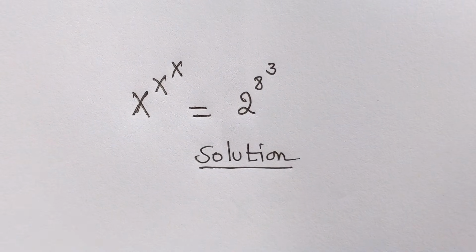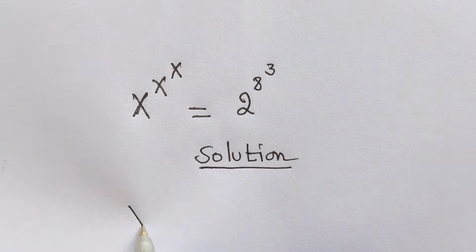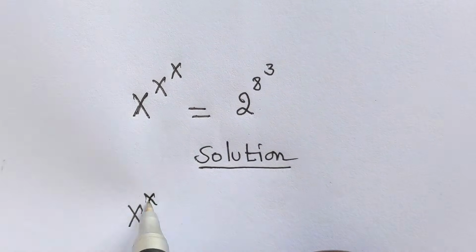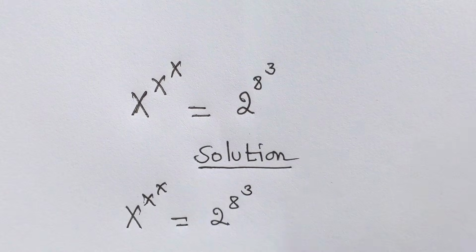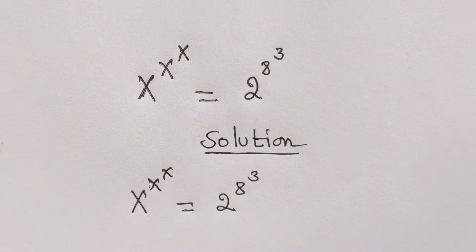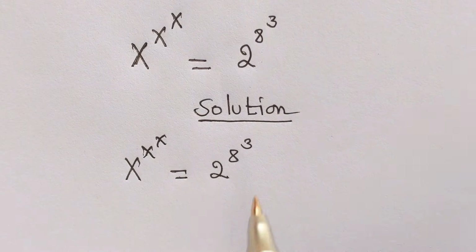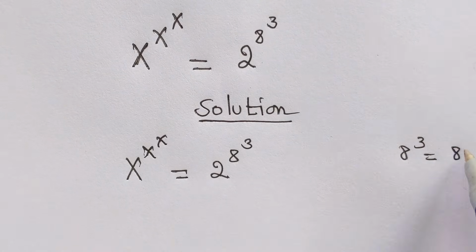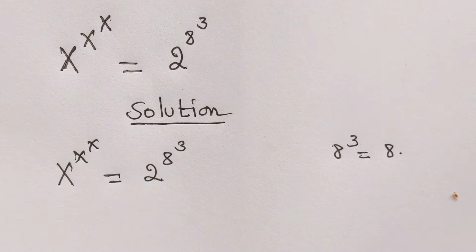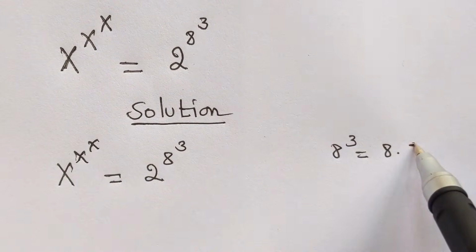And of course here we have to copy what we have. We have x power x equals 2 power 8 power 3. Of course, when we write 8 power 3, this is equal to 8 times 8 times 8.